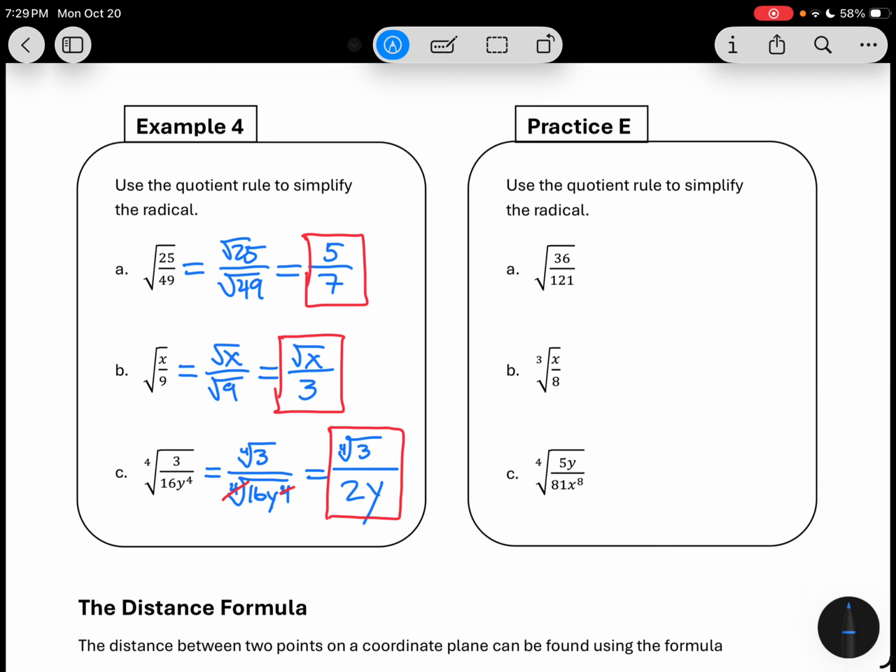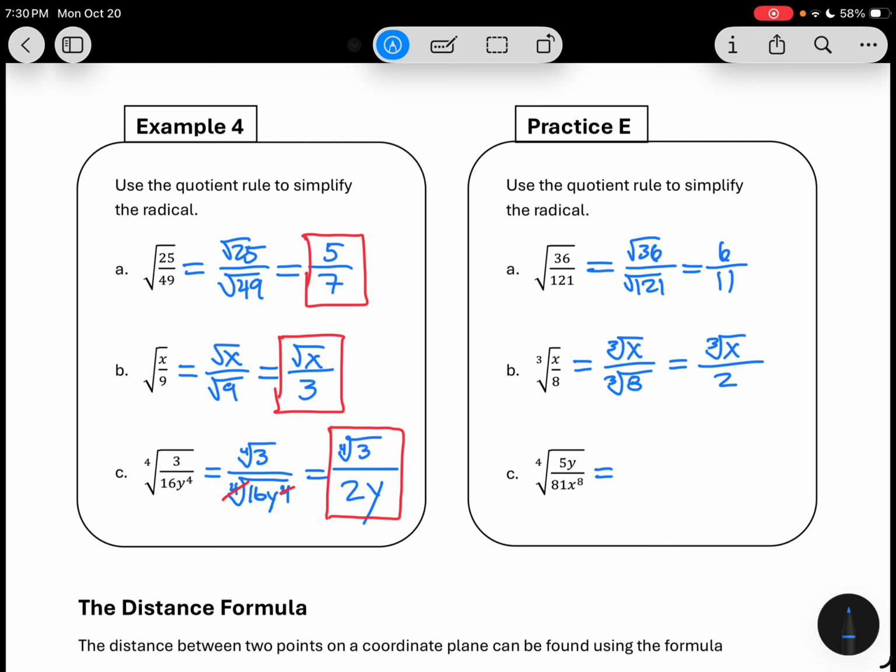Go ahead and pause the video and do practice E. Okay, if we take a look at practice E, we've got the square root of 36 divided by the square root of 121. Those are perfect squares, so we get 6/11. And then this one would be the cube root of x divided by the cube root of 8. Cube root of x cannot really go any further, but the cube root of 8 is 2.